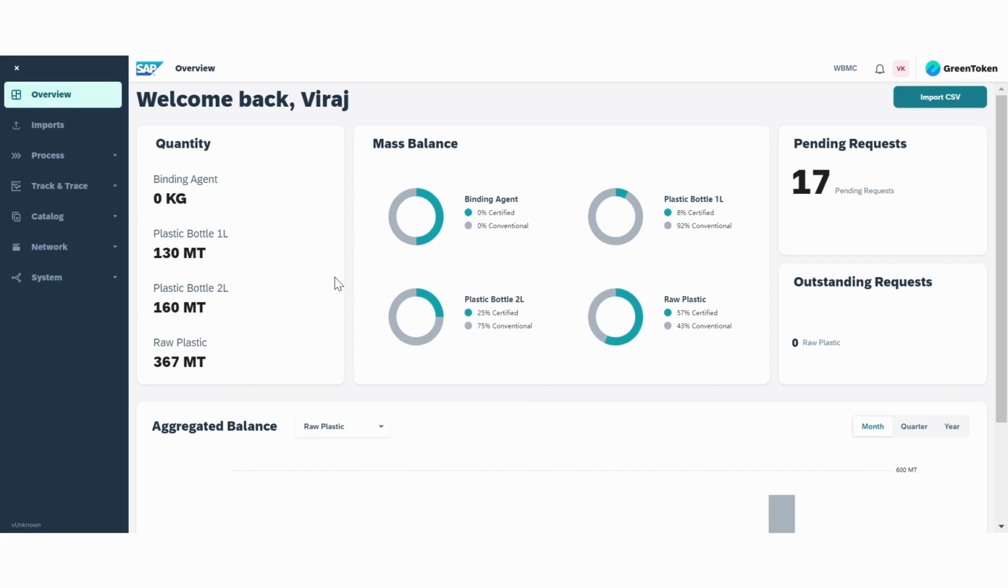When we first log into the Green Token screen, we are greeted with this dashboard. On the left-hand side, we see an inventory of the key materials that we are tracking, which includes the raw materials that we are procuring, as well as the finished products that we're making. In the middle, we see the mass balance, and this is where we can find out how much certified sustainable material we have as opposed to conventional stock. In this example, we are looking at plastic in a chemical industry.